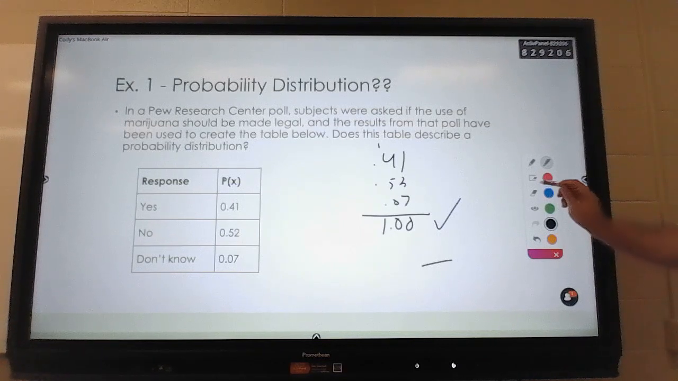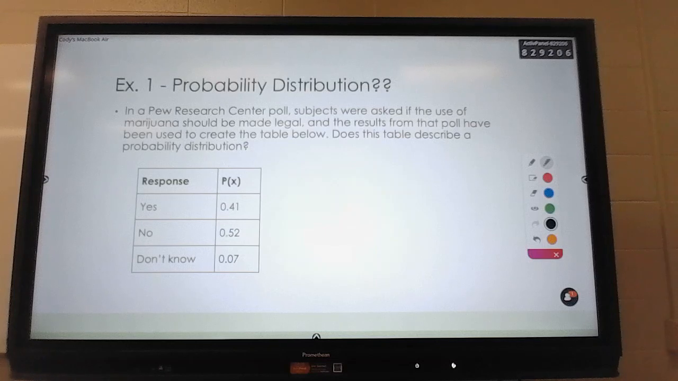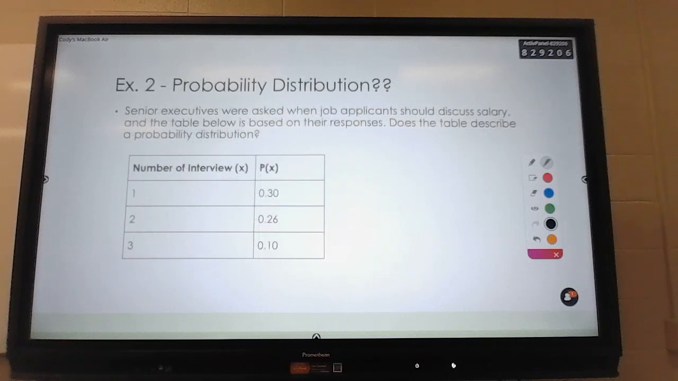Okay. Let's try another example. Some senior executives were asked when job applicants should discuss salary, and the table below is based on their responses. Does the table describe a probability distribution?